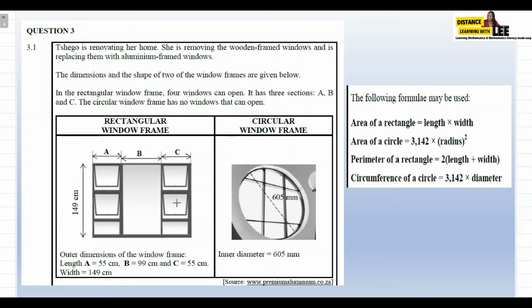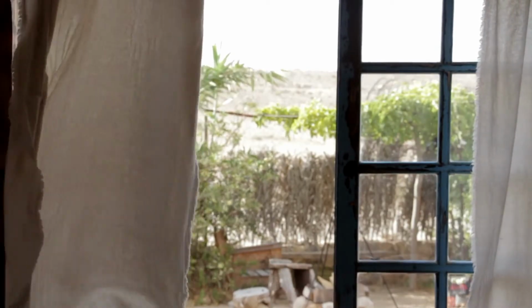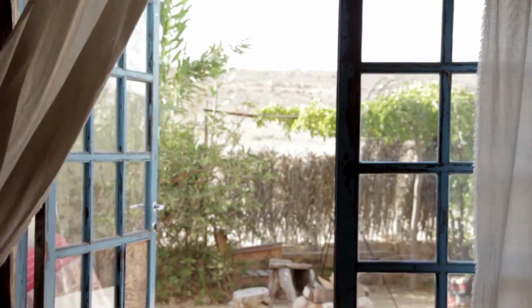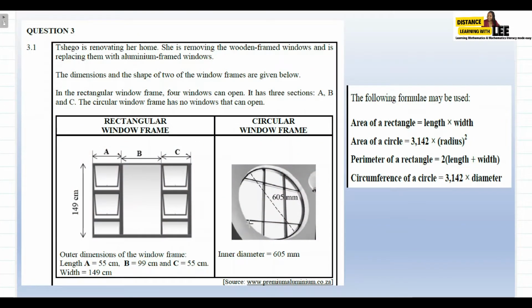So we are basically being told that Tejo is renovating a home. She is tired of the wooden frames and now wants to replace them with aluminum framed windows. We are given the dimensions as well as the shape of the 2 windows. There's a rectangular window frame and we also have a circular window frame.